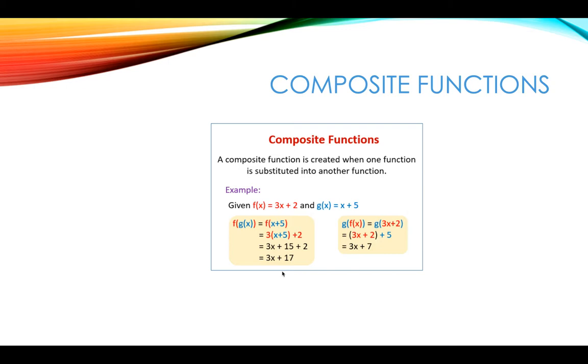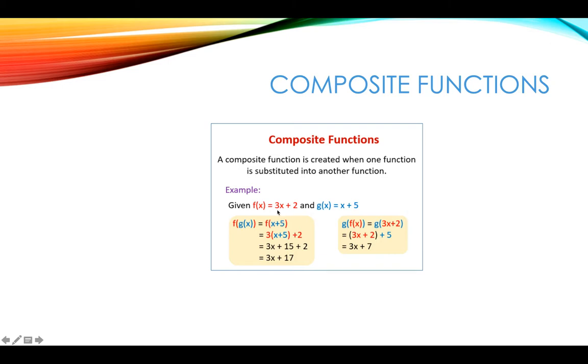So given that f of x equals 3x plus 2 and g of x equals x plus 5, f of g of x means that we want to know what f of x looks like when g of x is the input. So that means we're going to do f of the rule for g of x. So f of x plus 5.